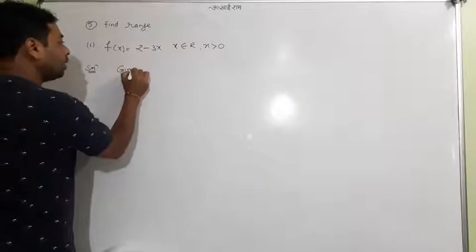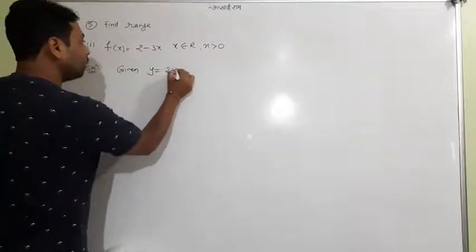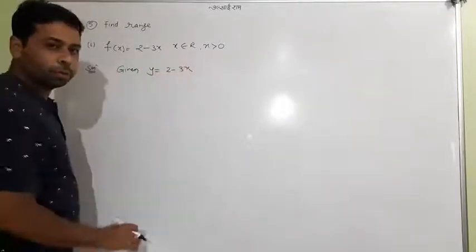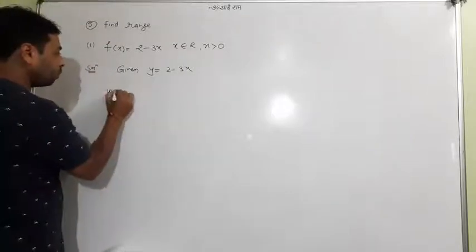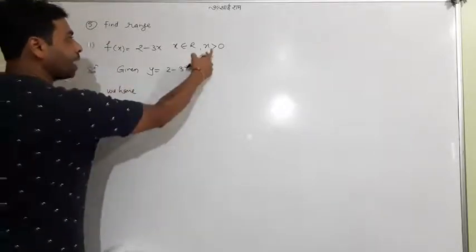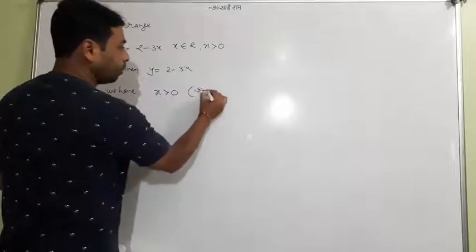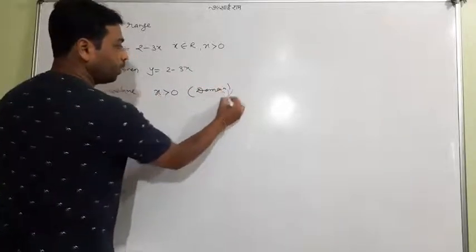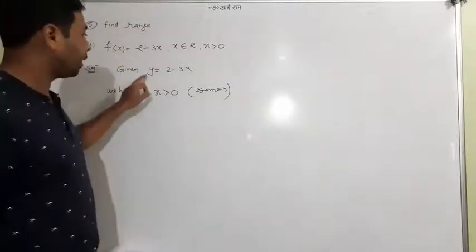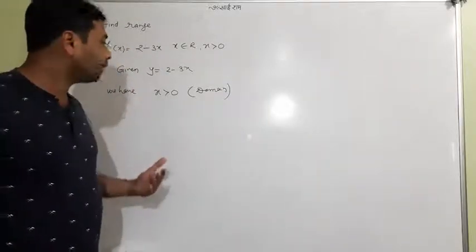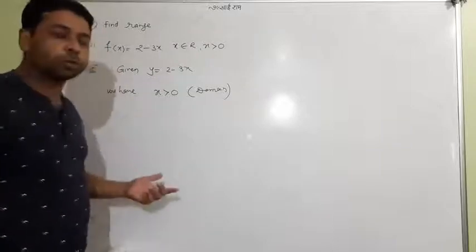We are given y is equal to 2 minus 3x. This is y. Also we have x greater than 0. This is the domain. And with the help of the domain I am finding the range of y. So how can we find it out? Very simple. Look at the very simple procedure.